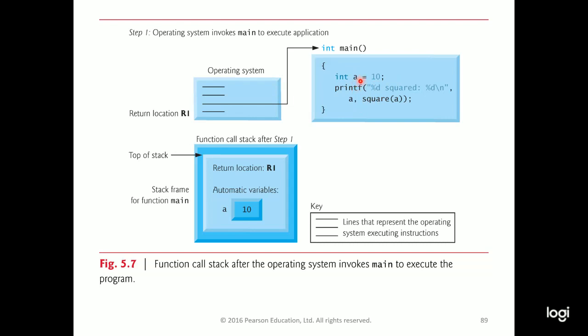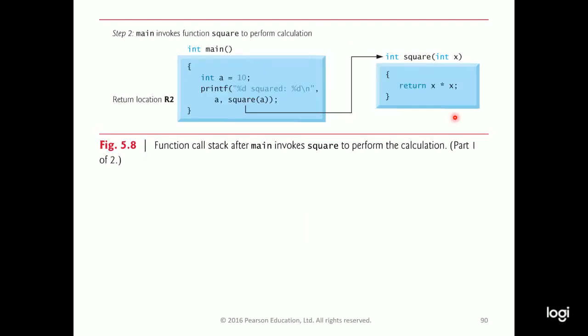But let's look at this. So you have your variable int a, and once you come down to this line where you're issuing a call to the square function, let's see what happens. Let's say our square function lies at location R2. So this is basically our return location.